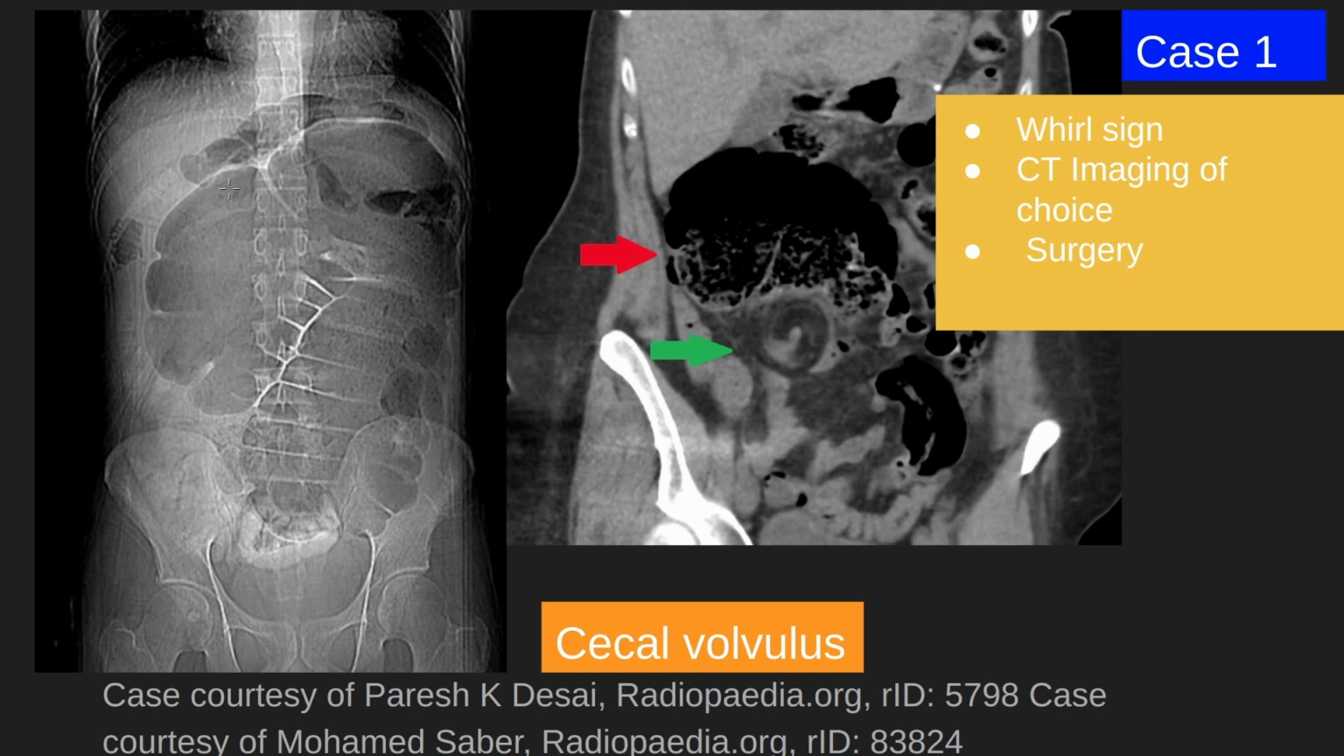Another important finding here to consider is that this dilated loop of bowel has a fold here, and this fold is pointing towards the right lower quadrant. So when the fold is pointing towards the right lower quadrant, that is suggestive of cecal volvulus.